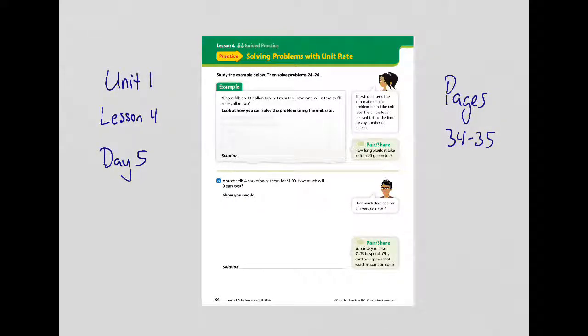Hey, sixth graders, this is lesson 4, day 5, and you are going to be practicing everything you learned about solving problems with rate and unit rate. So here's how it's going to work. First off, your book needs to be on page 34, ready to go. If it's not, pause the video and get on page 34.